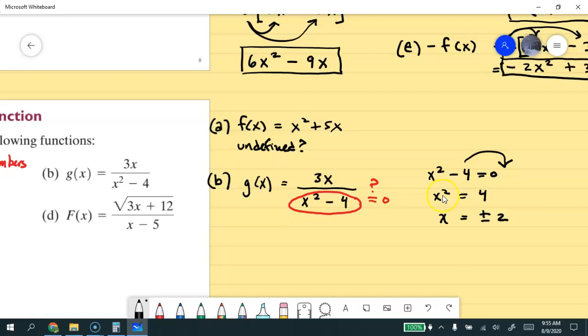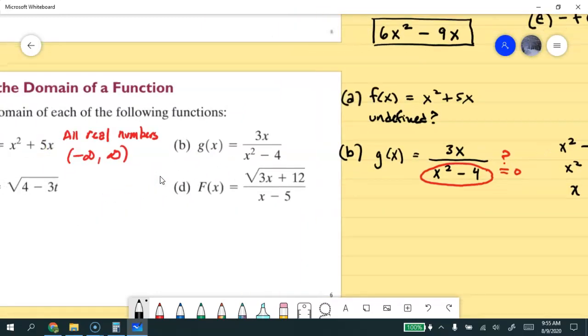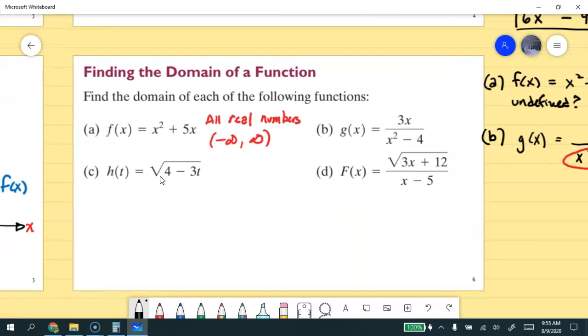Again, if you ask why, it's because if you had a 2 that went into this x, it would cause the denominator to become 0. If you had a negative 2, squared would still make a 4, minus 4 would give you 0. So how exactly do you write the domain for letter B?